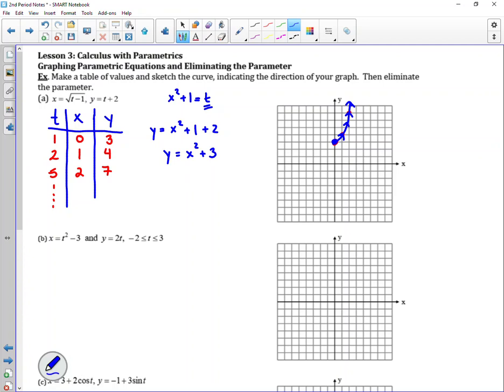But there are restrictions on this graph, so we want to say x has to be greater than or equal to 0, and y has to be greater than or equal to 3. We want to state the restrictions on our parametric function. How did you get those restrictions? If you just look at the graph, then this graph only has domain from 0 on, right, on the x-axis. And then on the y-axis, it only has range of 3 up, right?